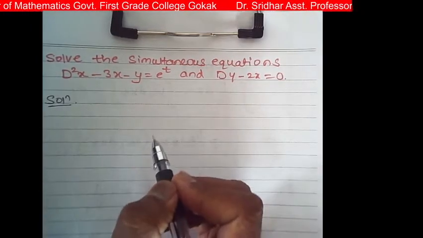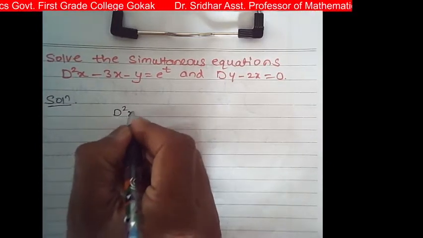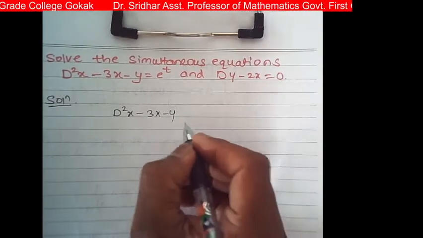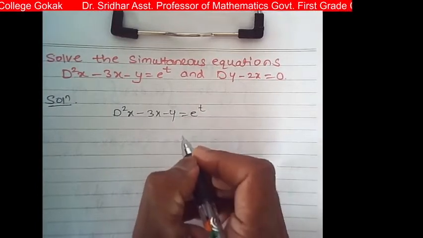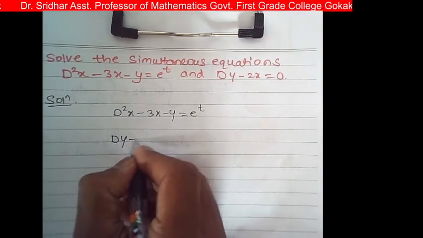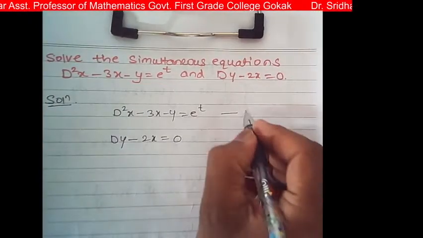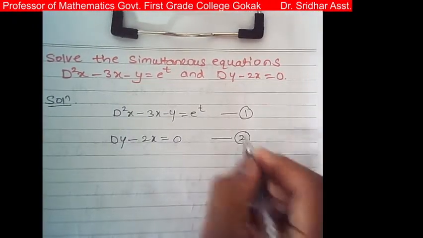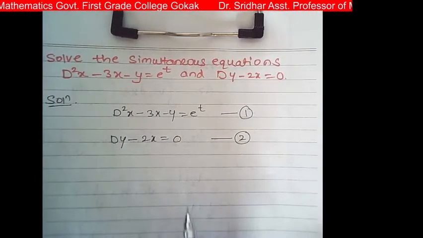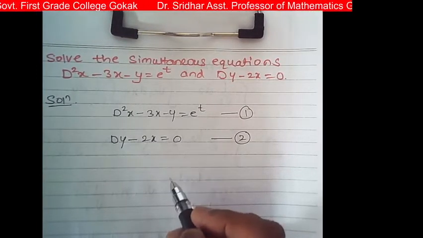Now we first write the given equations. D squared x minus 3x minus y equal to e raised to t, and then Dy minus 2x equal to 0. Now this is equation 1 and this one is equation 2. Okay, so now what we do, we eliminate one of the unknowns.